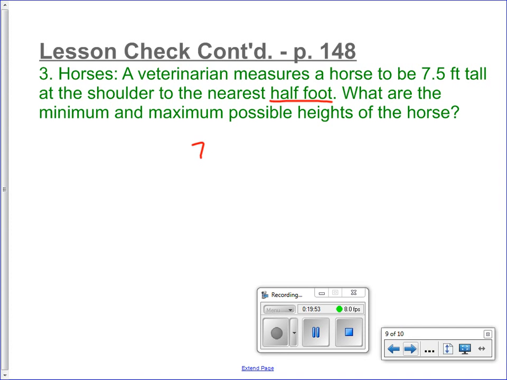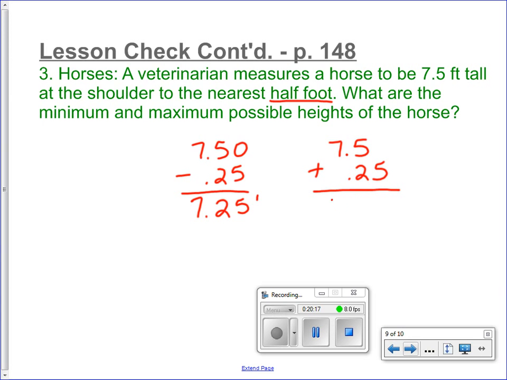So if the horse is 7.5 and I subtract 0.25, at a minimum, the horse would be 7.25 feet tall. At a maximum, starting at the measured height of 7.5, we would add the 0.25. And so at the tallest, the horse would be 7.75 feet tall. All right, so those are the minimum and maximum possible heights. Remember, it's half of the unit that you have measured to.